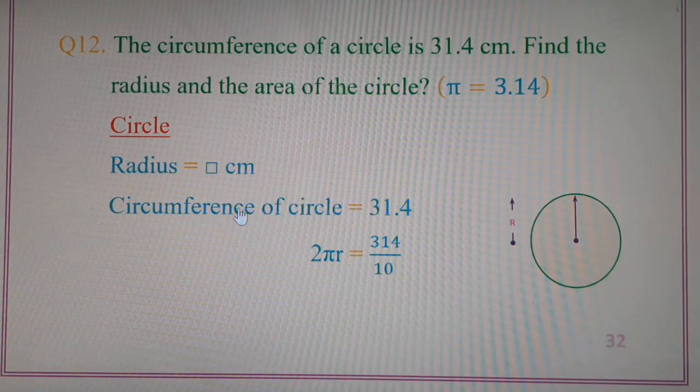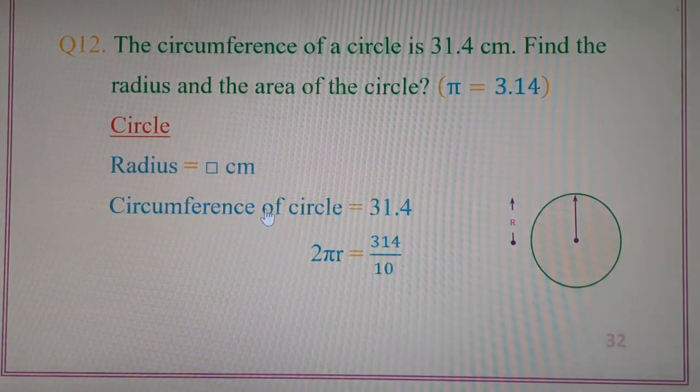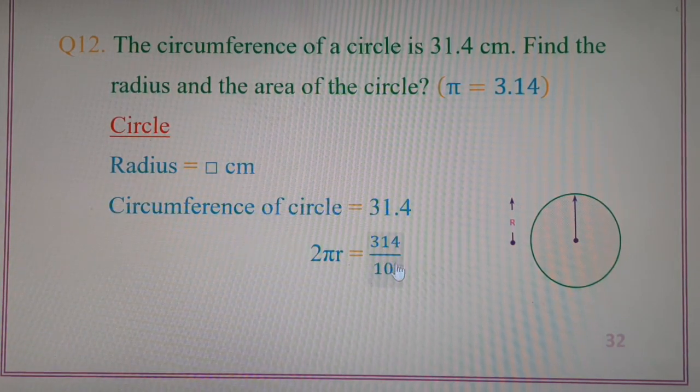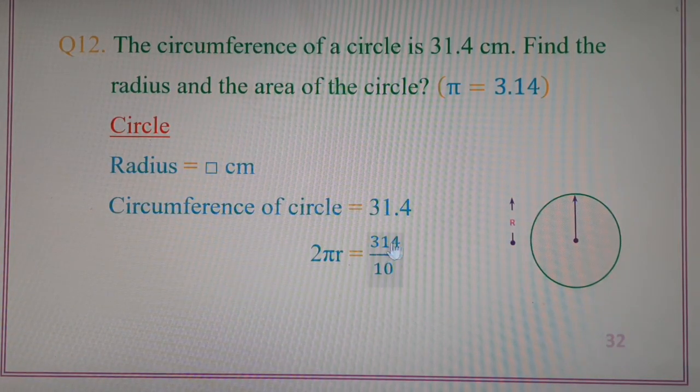Now instead of the spelling circumference, we will substitute the formula for circumference on the left side, 2 pi r. Formula for circumference of a circle is 2 pi r. That we will substitute on the left side. And on the right side the value 31.4, I'll write it as 314 upon 10. I'll remove the decimal point and I'll write it as 314 upon 10. So on the right side of the decimal point, one digit is there.